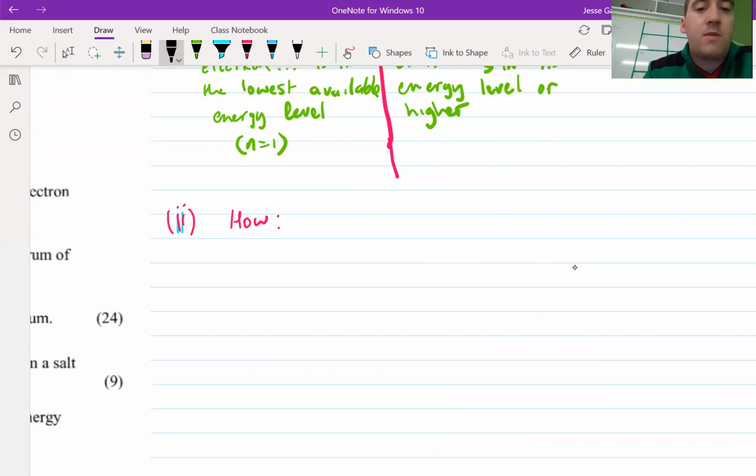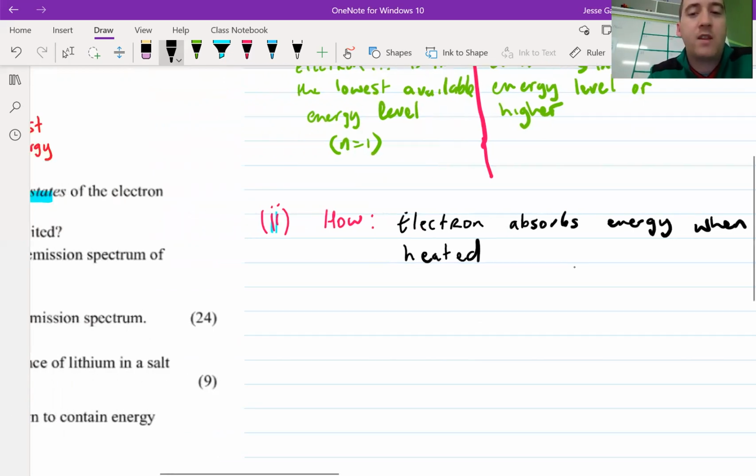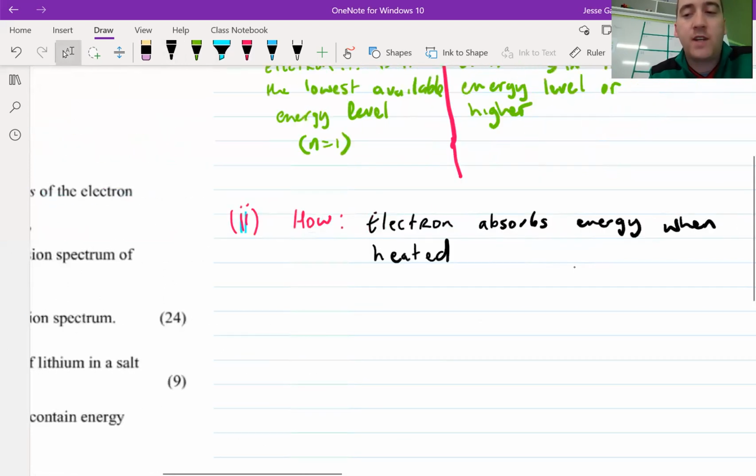Okay, so hopefully you talked about how the electron can become excited. Well, it absorbs energy. The electron absorbs energy when you do what kind of things to it? All right, pause the video if you didn't describe when this happens. Do that now. Okay, so the electron absorbs energy when heated. The main one is when we heat it, or we could zap it with electricity, but definitely heating is the main thing.